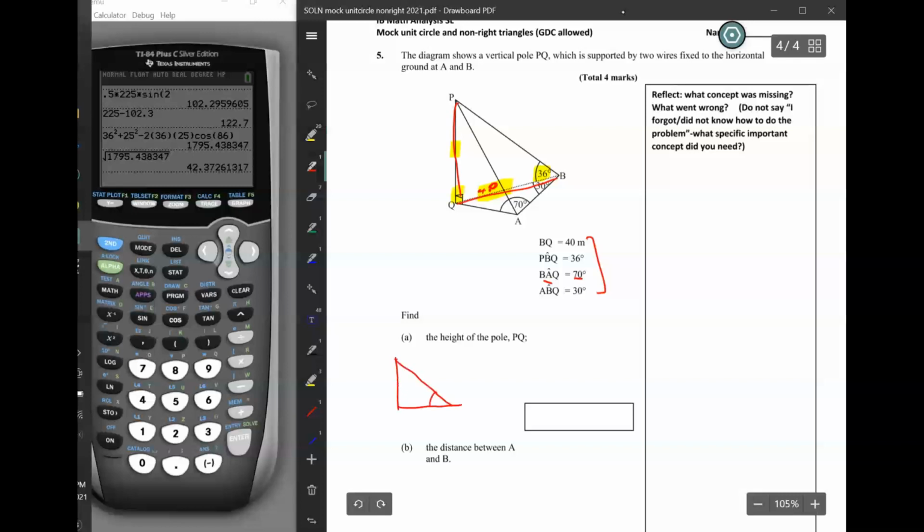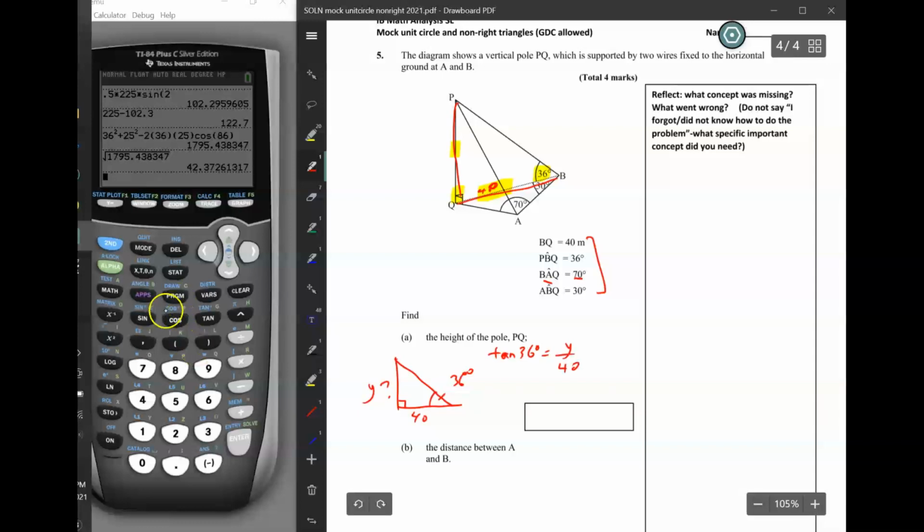SOHCAHTOA problem, right? So we got 36 degrees here, we got 40 here, and we have this unknown length. It's SOHCAHTOA, right? Would it be SO, CA, or TOA? In this particular case, we're talking about an angle where we know the adjacent side, we don't know the hypotenuse, and we'd like to know the opposite. So this would be a TOA problem. So tangent equals opposite over adjacent. Let's say that the post height is y. We're going to put opposite over adjacent.